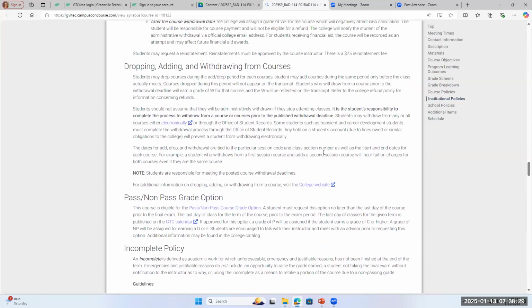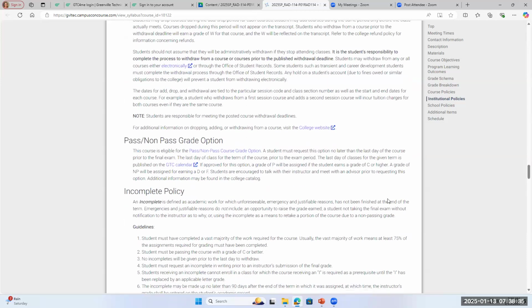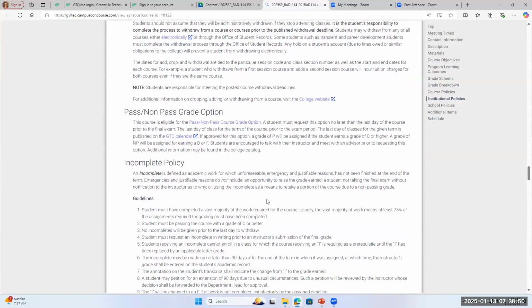This is all about dropping, adding, and withdrawing from courses. Hopefully we don't have any of that happening. Pass, non-pass, I was thinking was only an option for non-programmatic courses, but I'll have to look into that. Regardless, you still have to have the 79.5 to consider it as a pass.